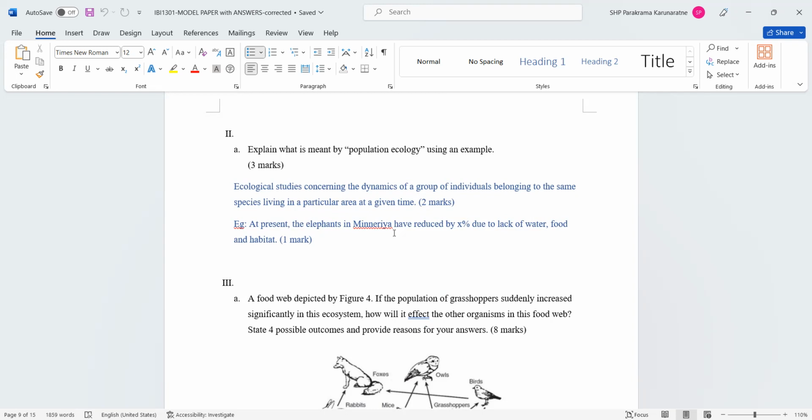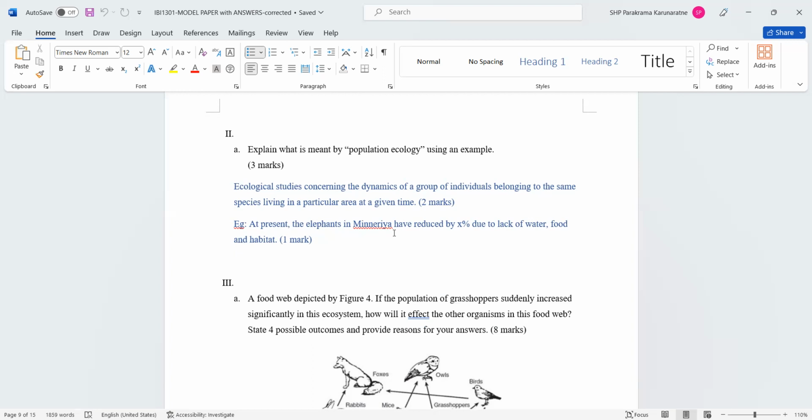If you are asked to write or explain what is meant by community ecology, then it is a group of individuals belonging to different species. Different species, not the same species. If the group is the same species, then it is a population. If the group contains different species, then it is community ecology, right?